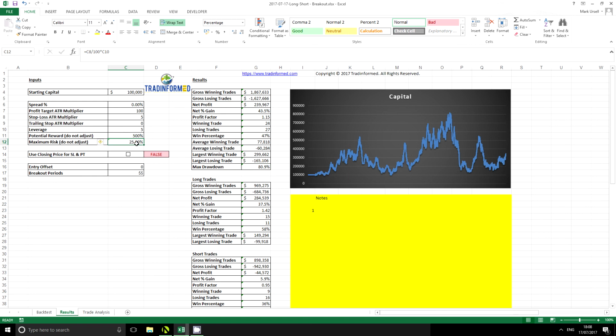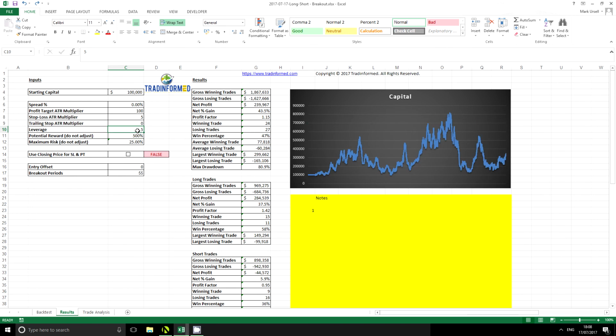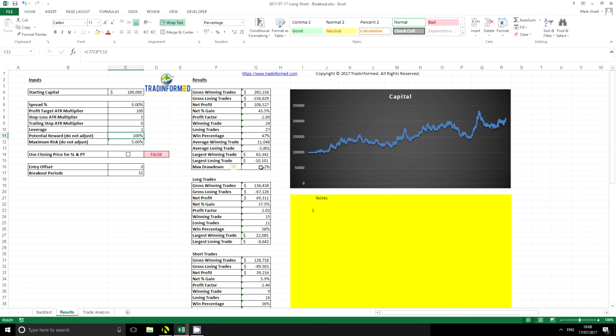So if we stick the leverage back to 1, we can see that the maximum drawdown here is 25. If we divide it by a quarter, we have a maximum drawdown of 7%. And you can see that the risk in the strategy is automatically being reduced by trading a smaller position. Okay, so we can do other things as well.